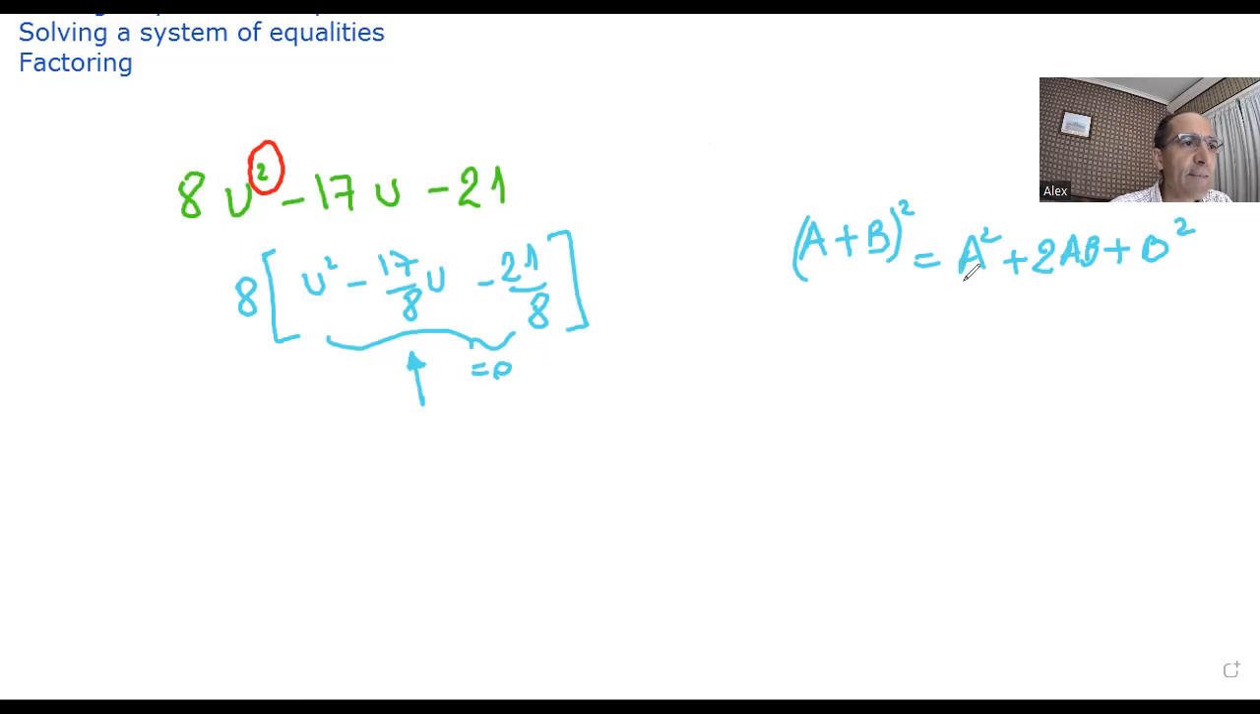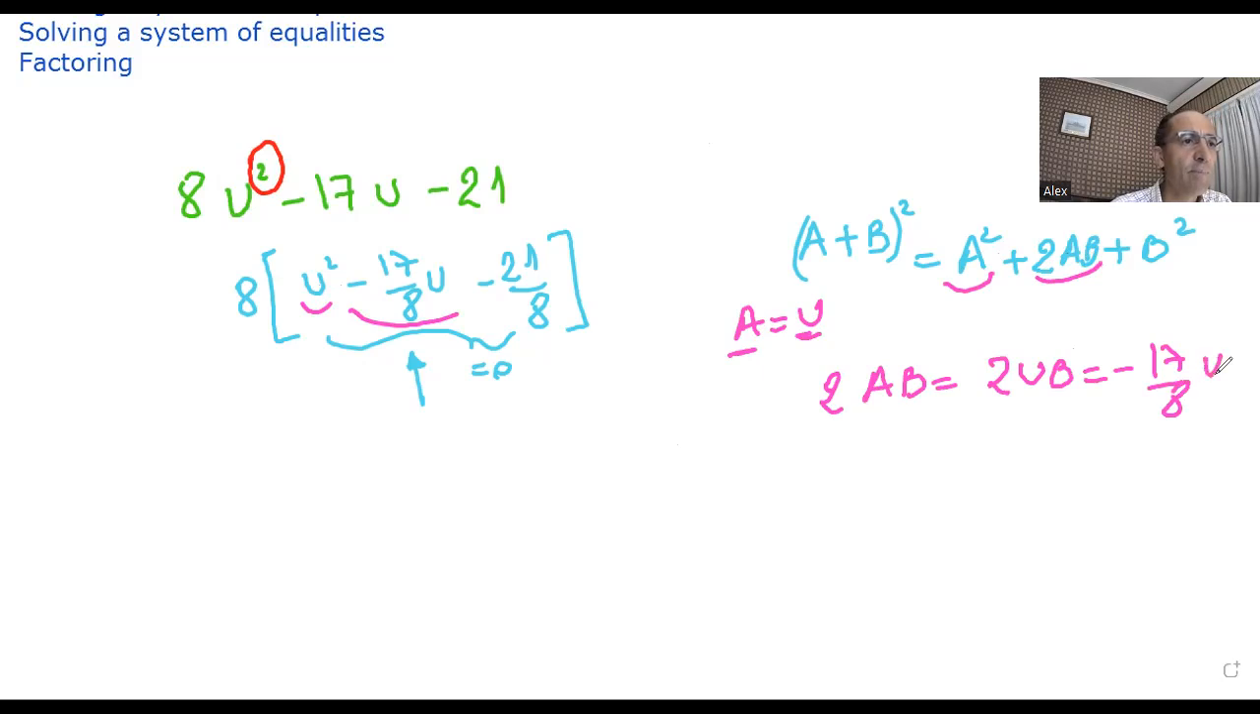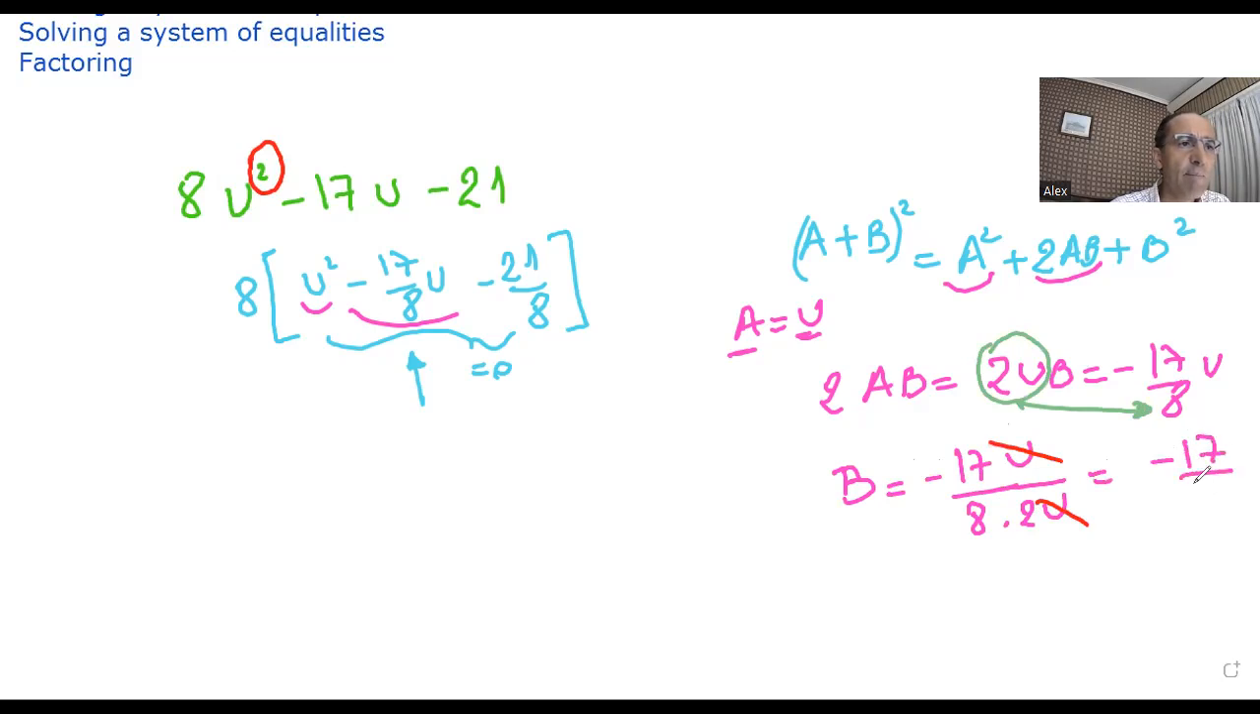What we can see here is that this a squared, we've already got it here. So a would be u. And here this 2ab would correspond to this term. So we would say 2ab equals, remember that a was u, 2ub is equal to minus 17 by 8u. So to get b from this equation, we have to send this to the denominator on the other side. So b would be equal to minus 17 by 8 times 2u, and we got u here. So this could be simplified. And then b would be minus 17 by 16. That is b.